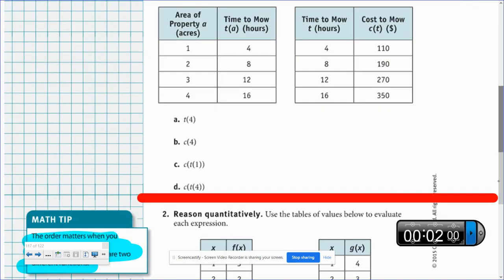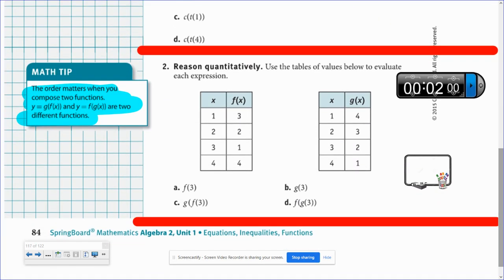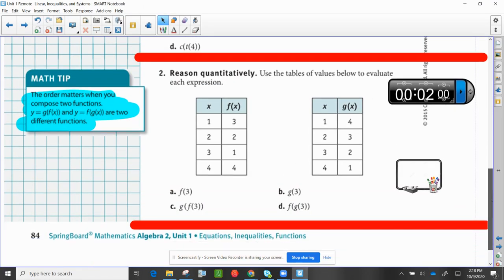I'm going to jump down to the table, number 2. We're going to use the table of values to evaluate each expression. We have f of 3, g of 3, and then c and d get into some compositions where we're combining functions together. This math tip on the side says the order does matter when you're composing functions. If it says g of f of x or f of g of x, those are two different functions. So order definitely matters. Let's go ahead and solve these.